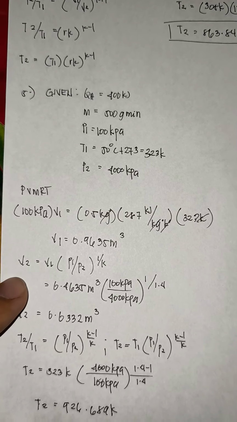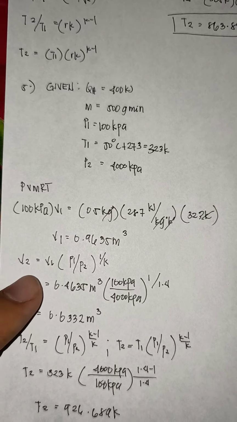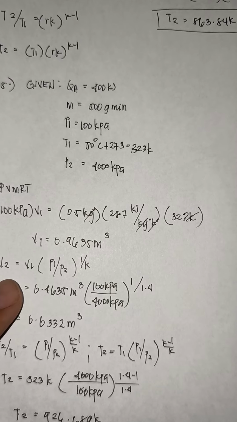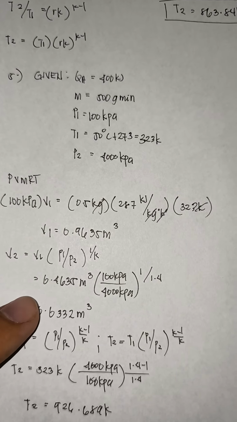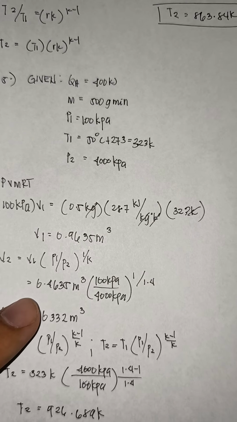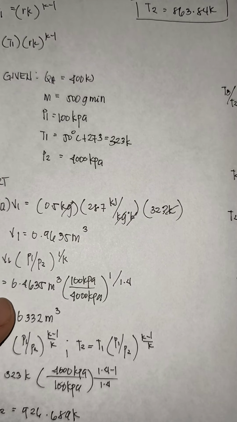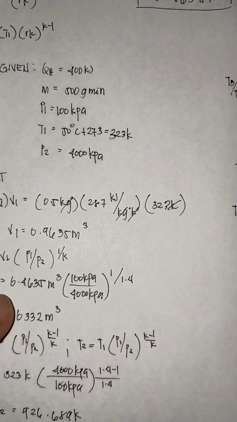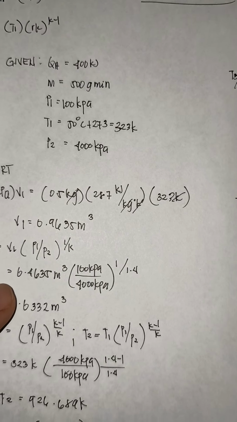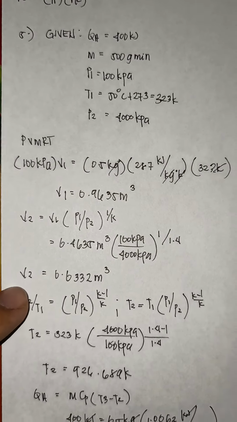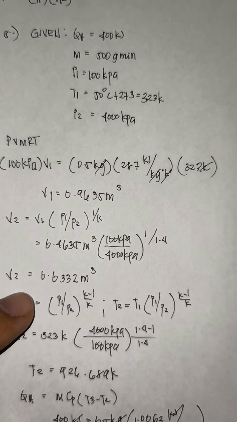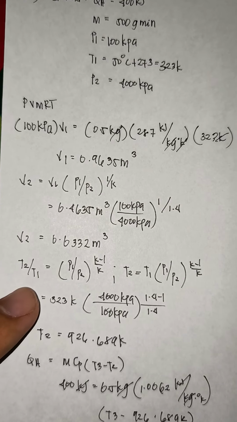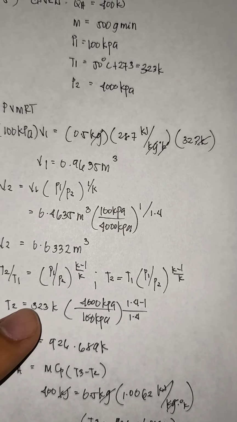Then we get 0.9635 cubic meter. For V2 equals V1 multiplied by P1 over P2, raised to 1 over K. Then we have 0.4635 cubic meter, multiplied by 100 kPa over 4000 kPa, then raised to 1 over 1.4. Then we get the value of V2, 0.0332 cubic meter.